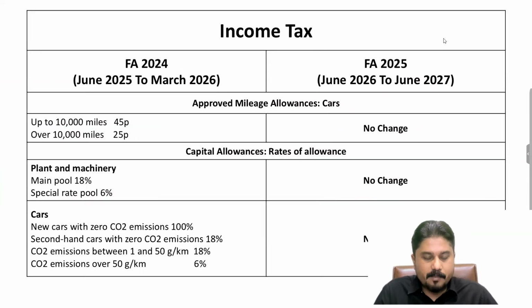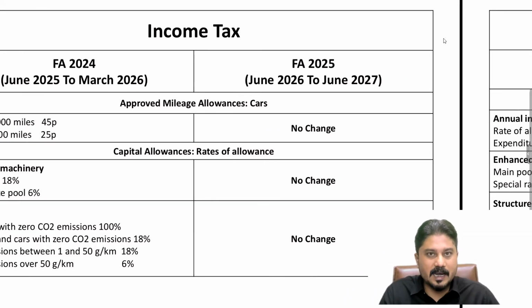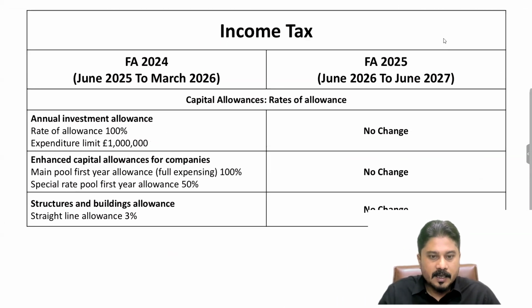And thereafter, if we talk about the approved mileage allowances, there is no change at all. Capital allowances, main pool rate, special rate pool, there is no change. And with respect to the capital allowances for cars, there is no change in the calculation. Capital allowance rate of allowance is 100%. Annual investment allowance limit is 100%. Expenditure limit is 1 million. There is no change. If we talk about companies' capital allowances and the concept of the enhanced capital allowances, there is no change at all.